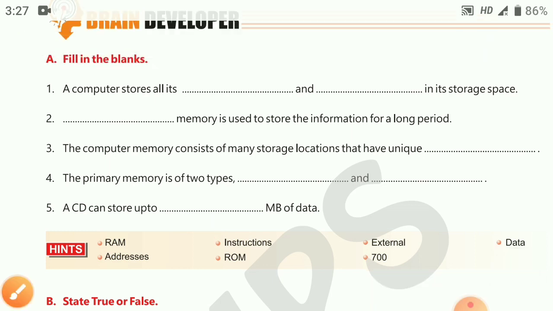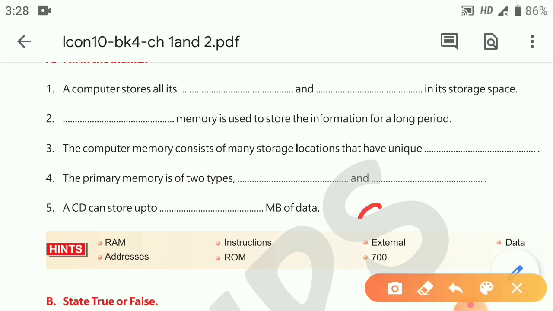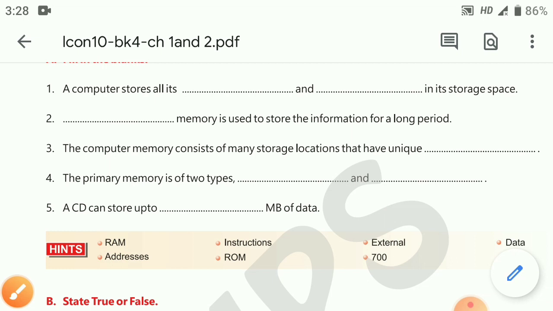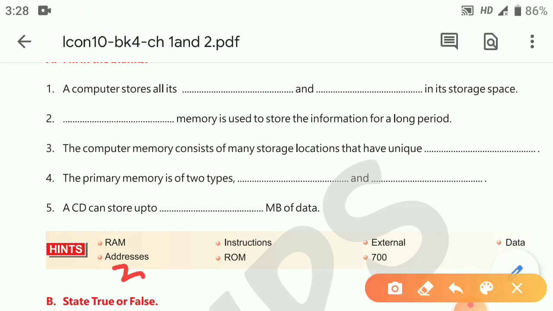Number 2. A dash memory is used to store the information for a long period. Which memory can store information for a long time? Yes, external. So write down the answer 2 is external. Number 3. The computer memory consists of many storage locations that have unique dash. Memory has unique addresses. So answer 3 is addresses. So write down answer 3, addresses.